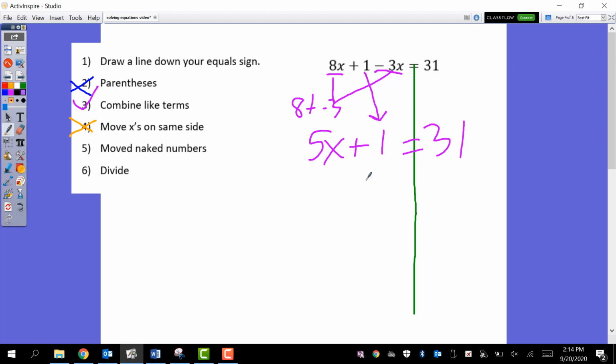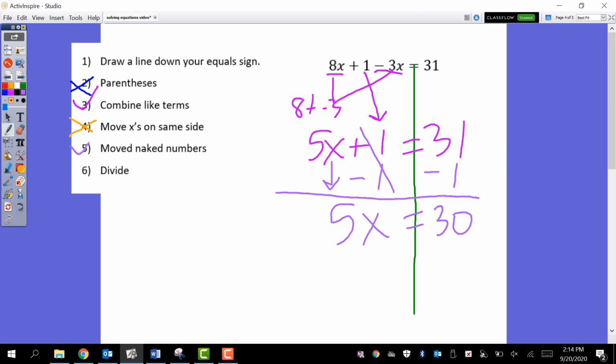How am I going to move it? Well, I got a plus or minus. Which one am I going to do? Opposite of plus, so I need to minus 1. Minus 1. Plus 1 minus 1 is 0. That cancels out to a 0. 5x is still here. 31 minus 1, you type in the calculator. What do we get? 30.